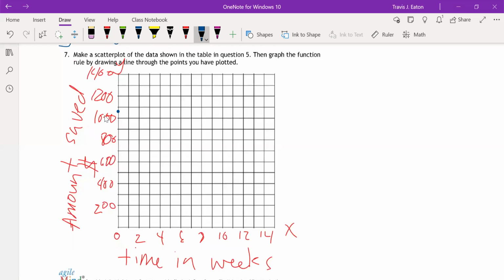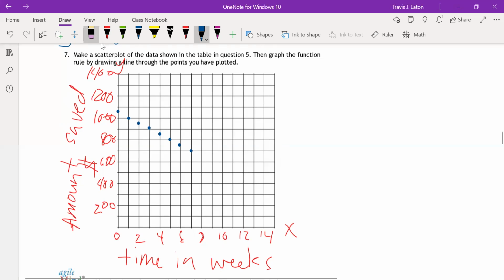Then in week 1, he was down to 1,000, and week 2, he's at 950. Week 3, he's at 900, and going down by that every week. That one was a little off, but we're not going to worry. We went down as far as 6 weeks on the table, and that put him at 750. We could keep going, but we only need to make a scatter plot of the data through those weeks.